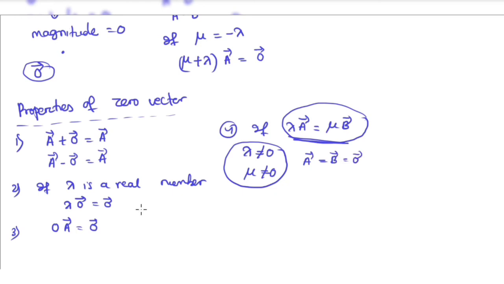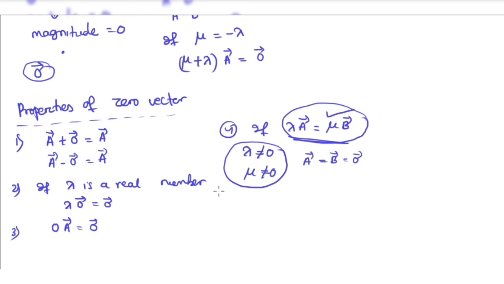If a vector is equal to b vector is equal to 0 vector. Is that clear? Because if lambda is 0 and mu is 0, then definitely 0 into a vector will be 0 vector and 0 into b vector will be 0 vector. But if lambda and mu are not 0, then to satisfy this condition, a vector and b vector must be 0 vector. So these are some of the important points about the 0 vector.